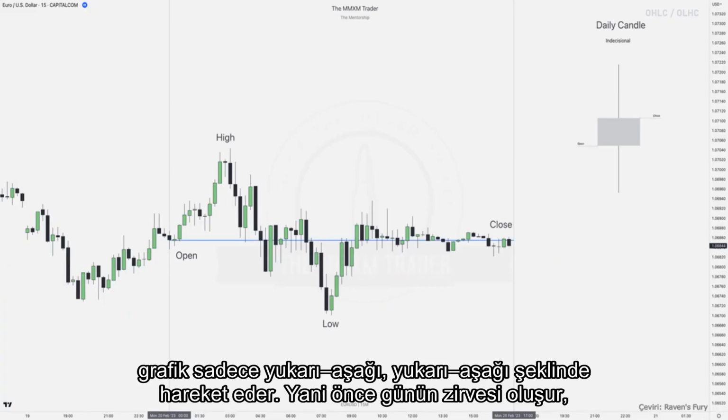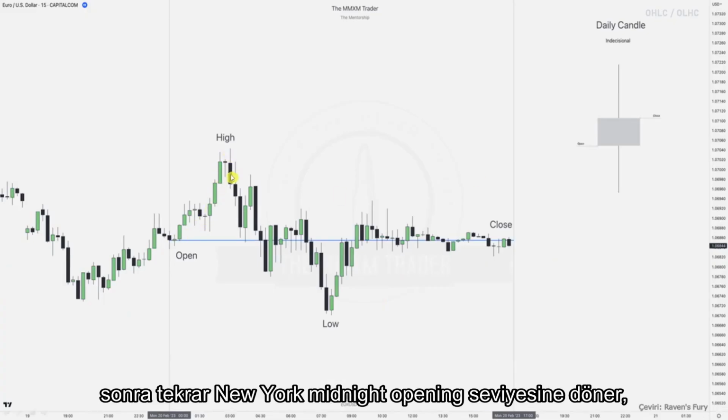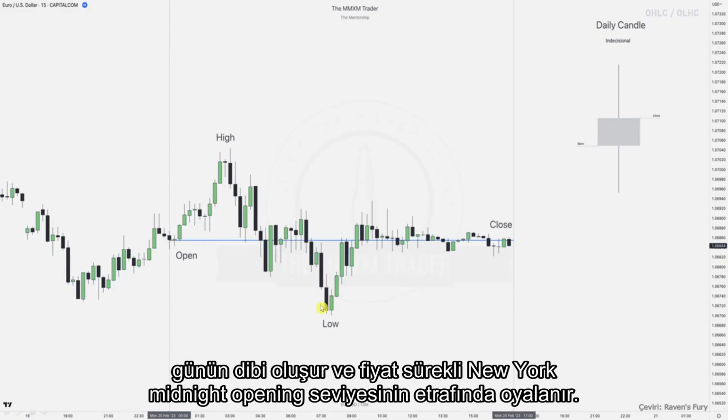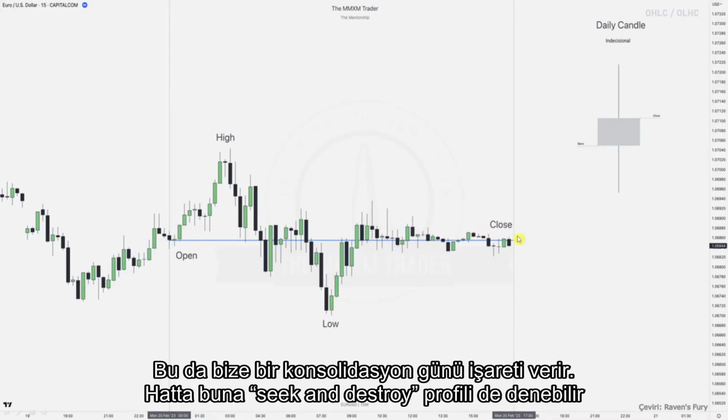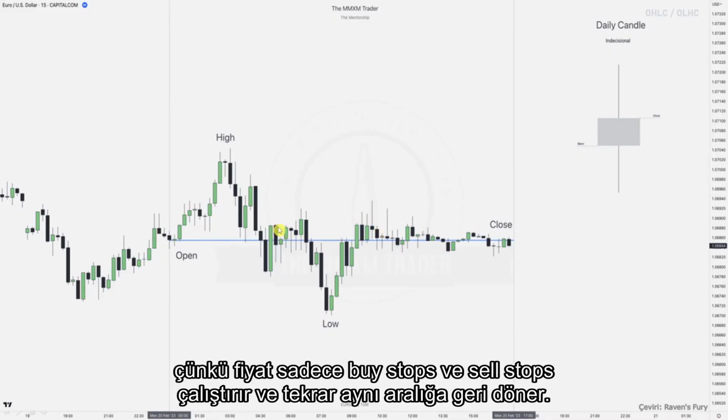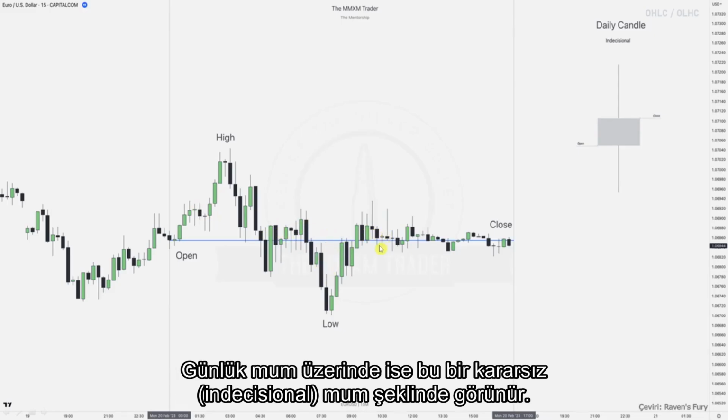It's just straight up, down, down, right? So we're creating a high of the day, going back to that New York midnight opening price, going lower today, and then just keep hanging around that New York midnight opening price. And this is an indication too of a consolidation day. And you can also say it's kind of a seek and destroy profile, because we just run buy stops and sell stops and return back into the range. And then on a daily candle, it looks something like this as an indecisional candle.